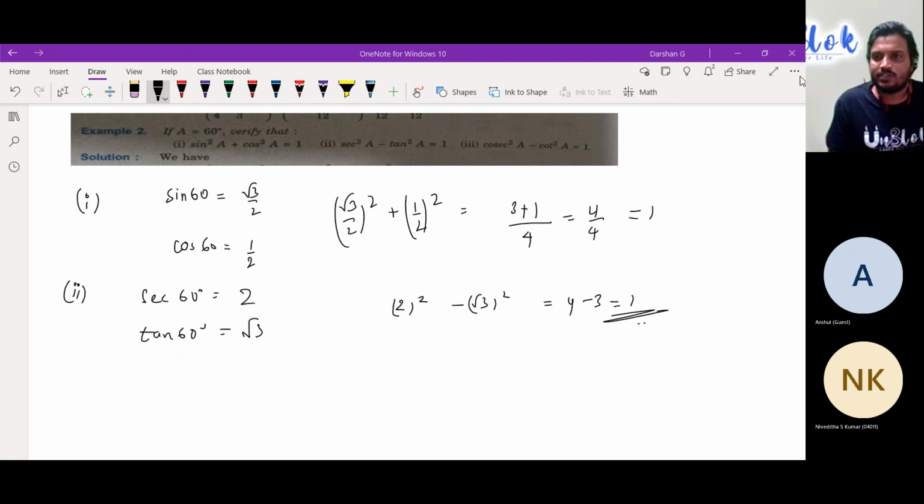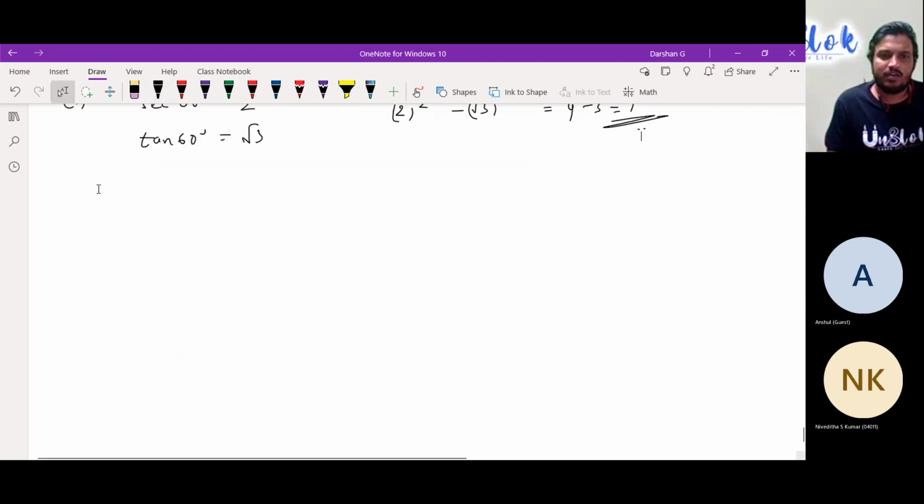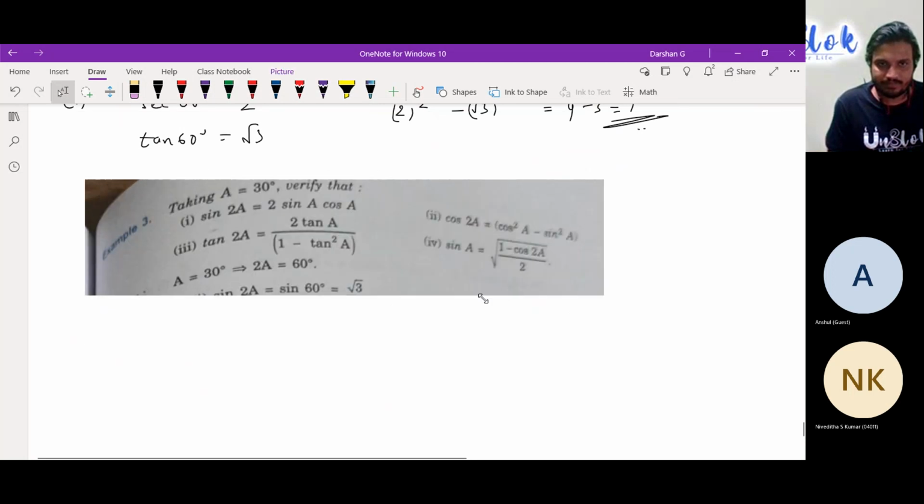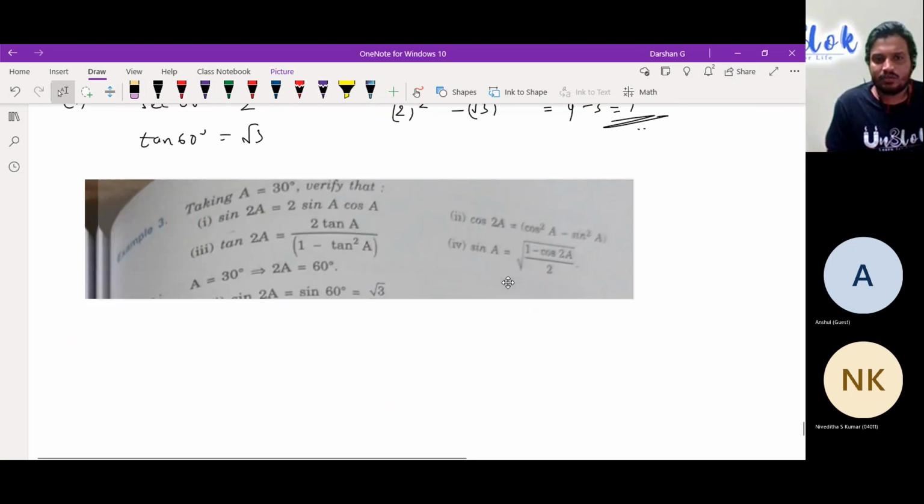Next question, next kind of question. So these are simple questions. Now it's become slightly complicated. A is equal to 30. So start doing the fifth one. The fifth one looks complicated. So please both do the fifth one.